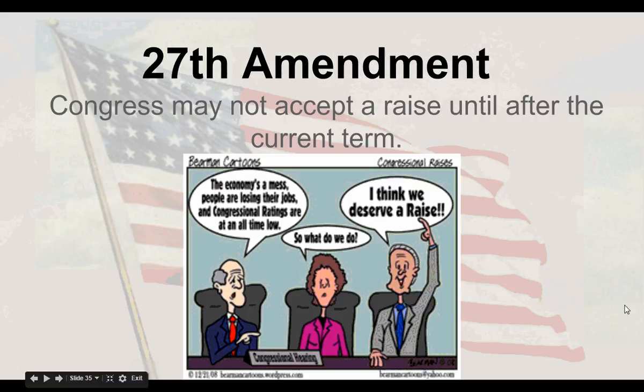Finally, in 1992, Congress passed the 27th Amendment. Many citizens were fed up with how Congress could vote themselves a raise. This amendment made it so if Congress did vote themselves a raise, they could not receive it until after they were reelected. That way, if the people back home didn't like it, they could vote the congressman out of office.